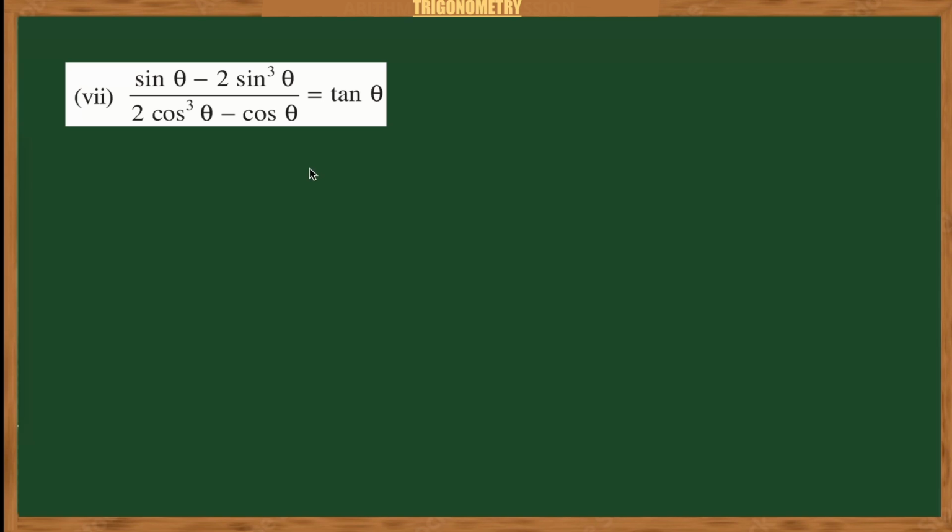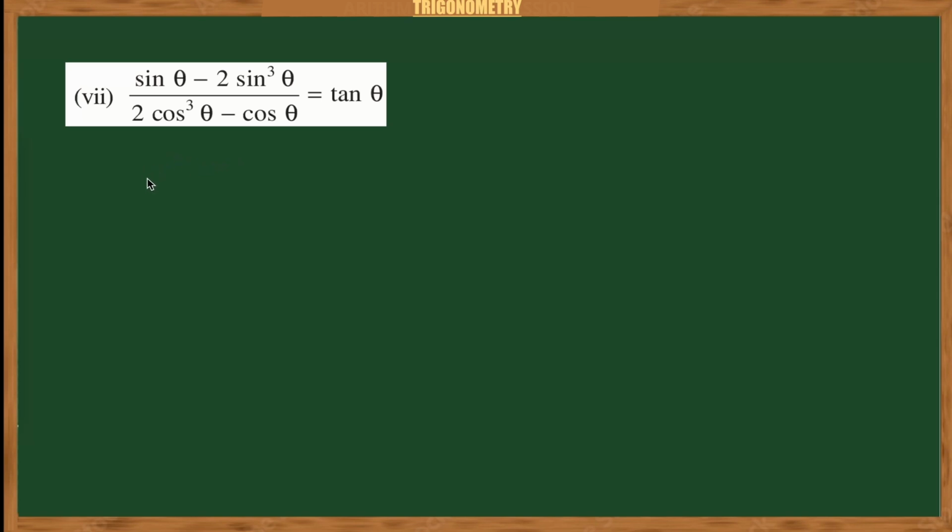Okay, so here I need to check it out. Let's read our question here: sin theta minus 2 sin cube theta over 2 cos cube theta minus cos theta is equal to tan theta. So here can we put our identity? No, we don't have an identity with the cube, we have it with square. So let's bring this to a square format. We can utilize our identity sin square theta plus cos square theta is equal to 1. Other than that I don't see any formula we can utilize.